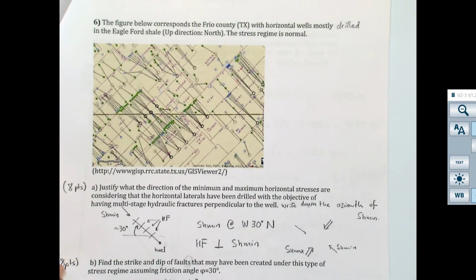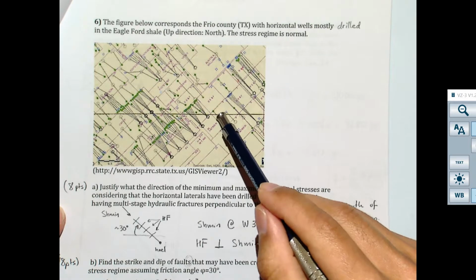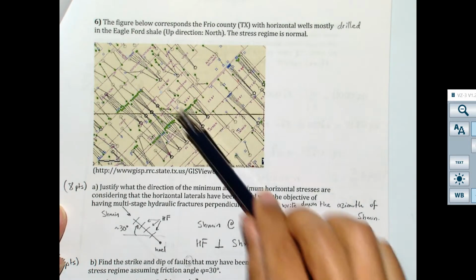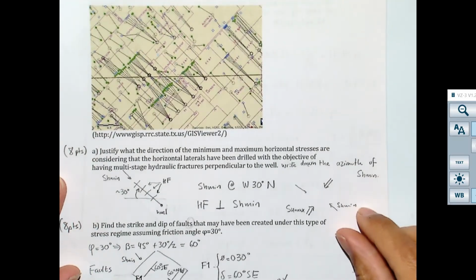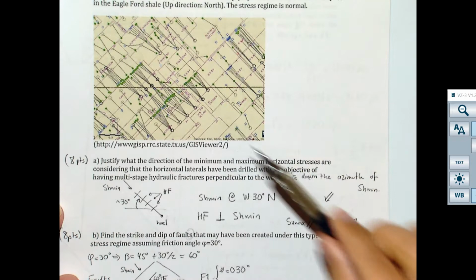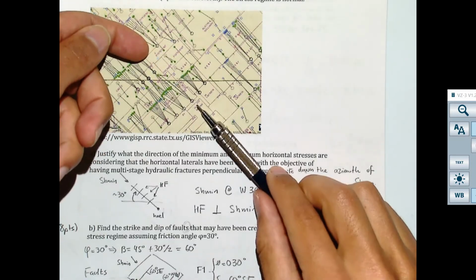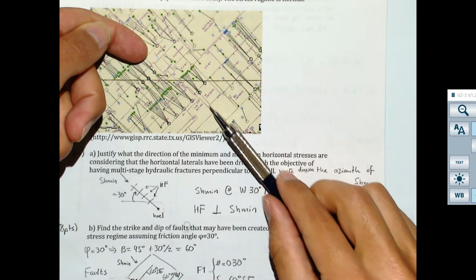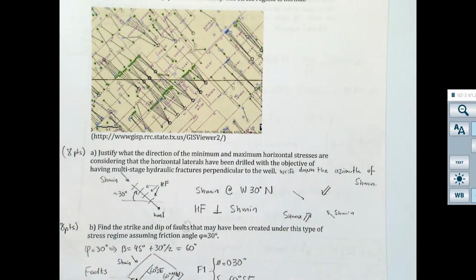Okay, this is a very similar problem to what you did in the homework, right? You have a top view. You can see the trajectories of horizontal wellbores, and you need to justify why the operators here went in that direction. And why? Because this is the minimum principal stress, right? And if you do that, you obtain fractures perpendicular to the minimum principal stress.